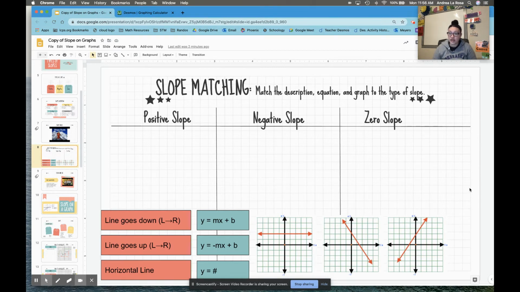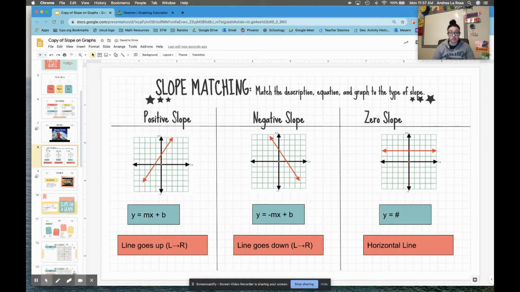More matching, go ahead and see if you can do this on your own. Match the line going up, down, or being horizontal, what the equation would look like, and what the graph would look like. Pause my video and do that on your own.